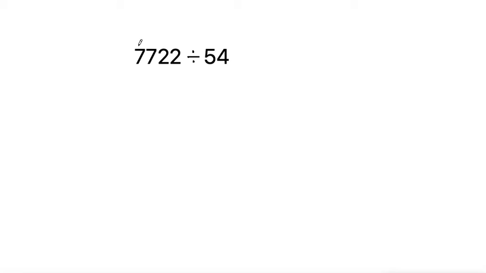Here we have this problem of 7,722 divided by 54. So where do we start on a problem like this? We start with the first number, 7,722, and we're going to put it inside of the division bar and put the second number on the outside. Okay, so now we have the setup. The first number goes inside, the second number goes outside.